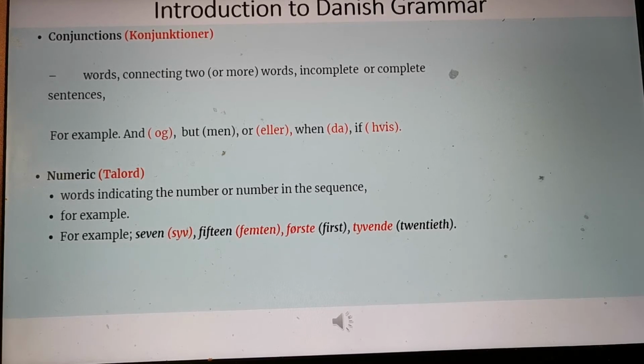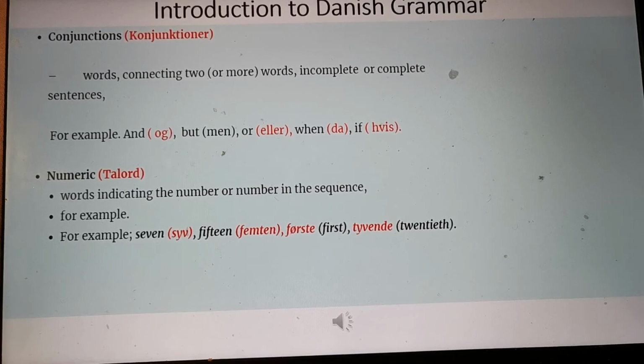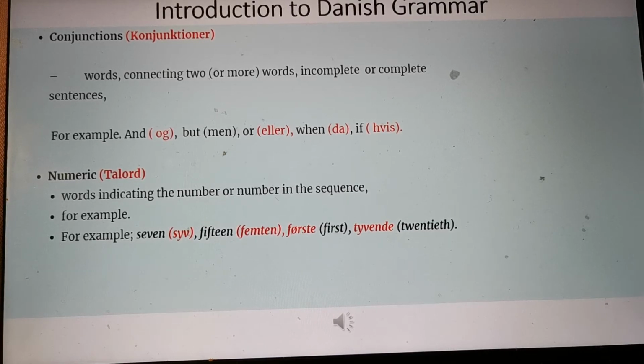Finally, we will also consider numeric words, referred to in Danish as talord, as a part of speech. They include words indicating the number or number in the sequence. For example, 7 in Danish, 7; 15 in Danish, 15; first in Danish, første; 20th in Danish, 20.